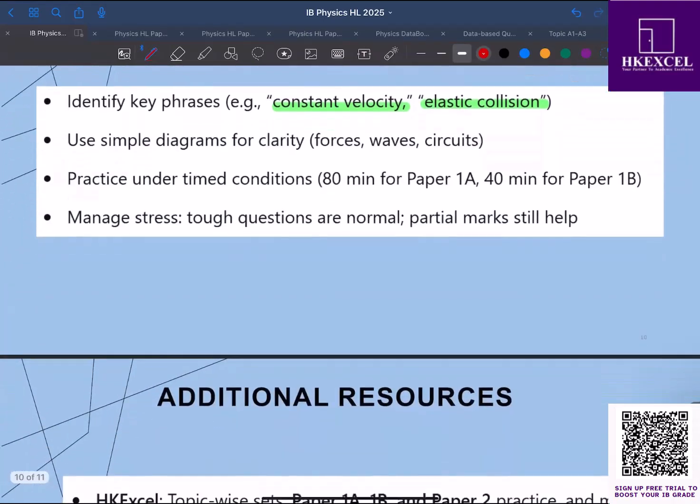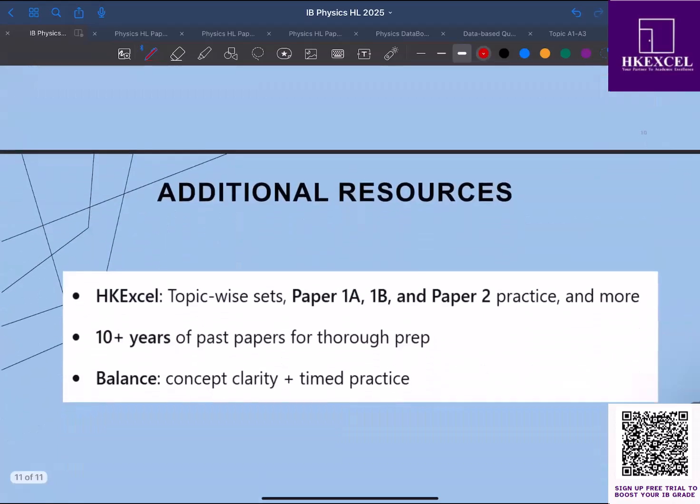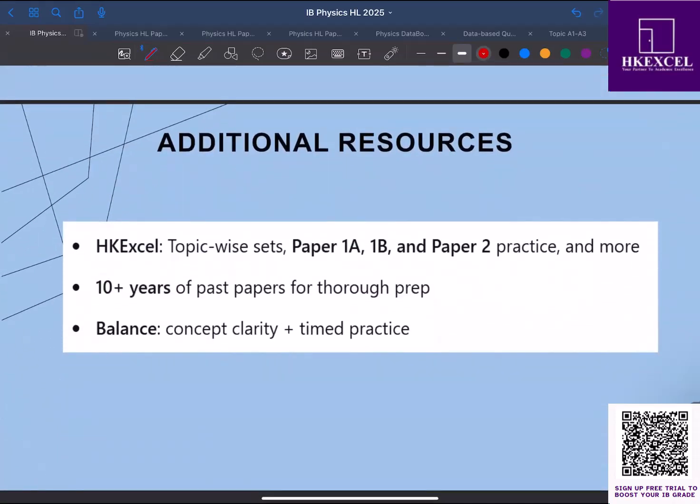Okay? So for additional sources, remember that we practice with older HL papers, 10 years if possible, and obviously refine your skills with our HKExcel sets designed for the 2025 format. Okay? Keep an eye on the time management, show your work clearly, okay? And don't let the difficulty rattle you.